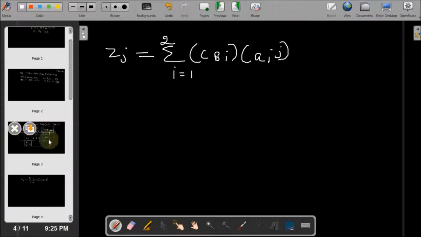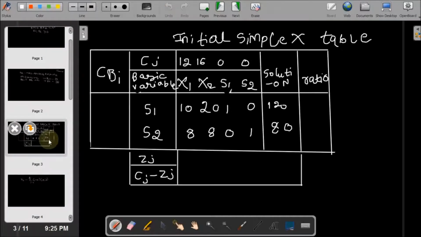So for that, very simple, guys. And one more important thing I forgot to tell you. What is the cost? CBi is what here? Cost. Cost of S1 is what? 0. Cost of S2 is what? 0. So I will fill 0 in this space. Sorry for that. So S1 cost is 0, S2 cost is 0.